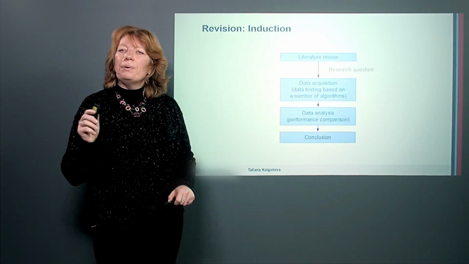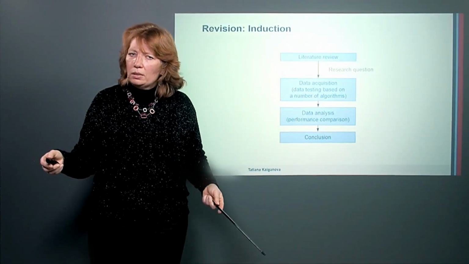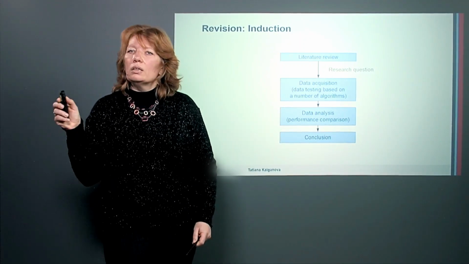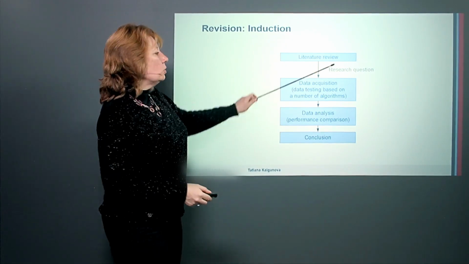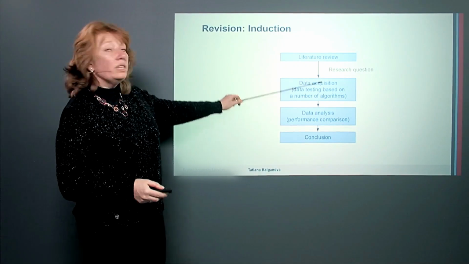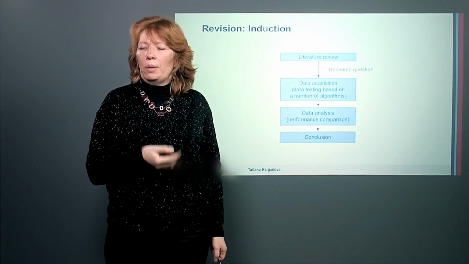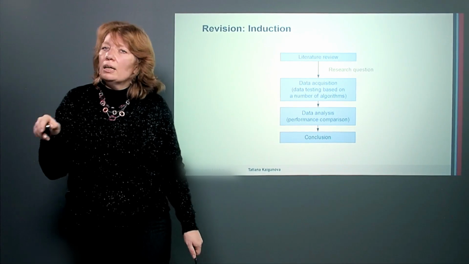Let's get back. Previously, we already considered what induction and deduction mean, and we tried to graphically represent this. What we learned so far is the following. Regardless of the research process we construct, the outcome of the literature review will always be the research question. The research question will lead our research process. Based on the research question, we will start to look at data acquisition. What type of data we are using, how we are going to measure them, how we are going to collect them. Based on collected data, we will be looking at data analysis.